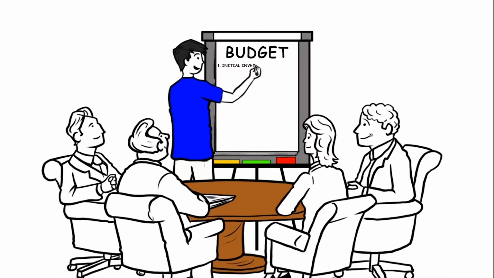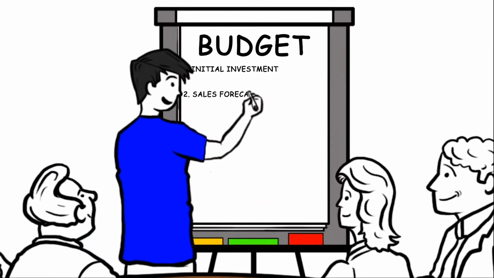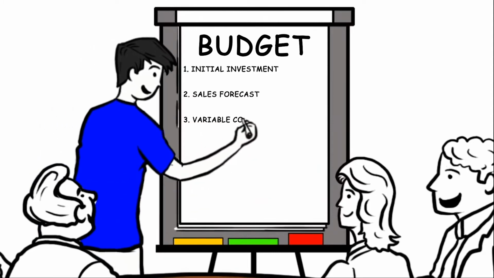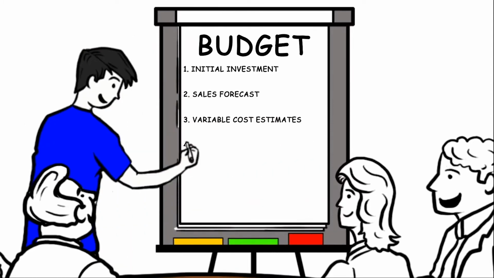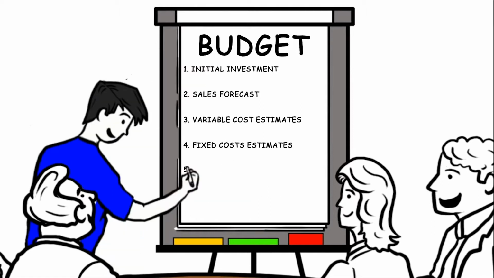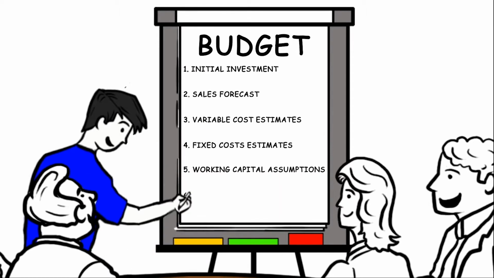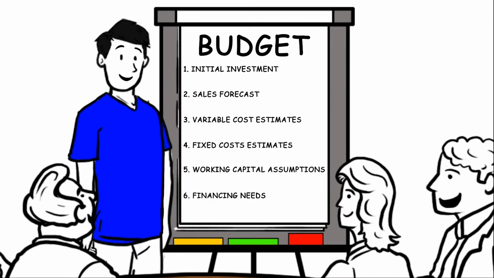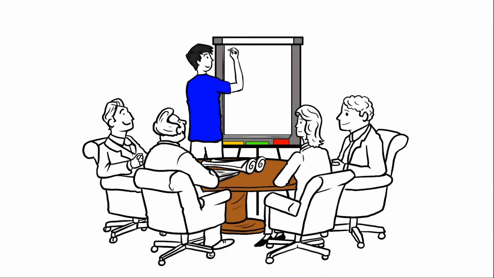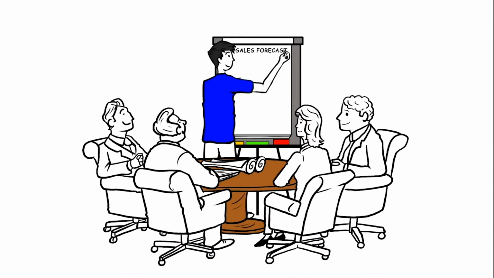To get started, divide your basic budget estimates and assumptions into 6 sections. 1. Initial investment. 2. Sales forecast. 3. Variable cost estimates. 4. Fixed cost estimates. 5. Working capital assumptions. And 6. Financing needs. Let us look closer at the second section of your budget, the sales forecast.